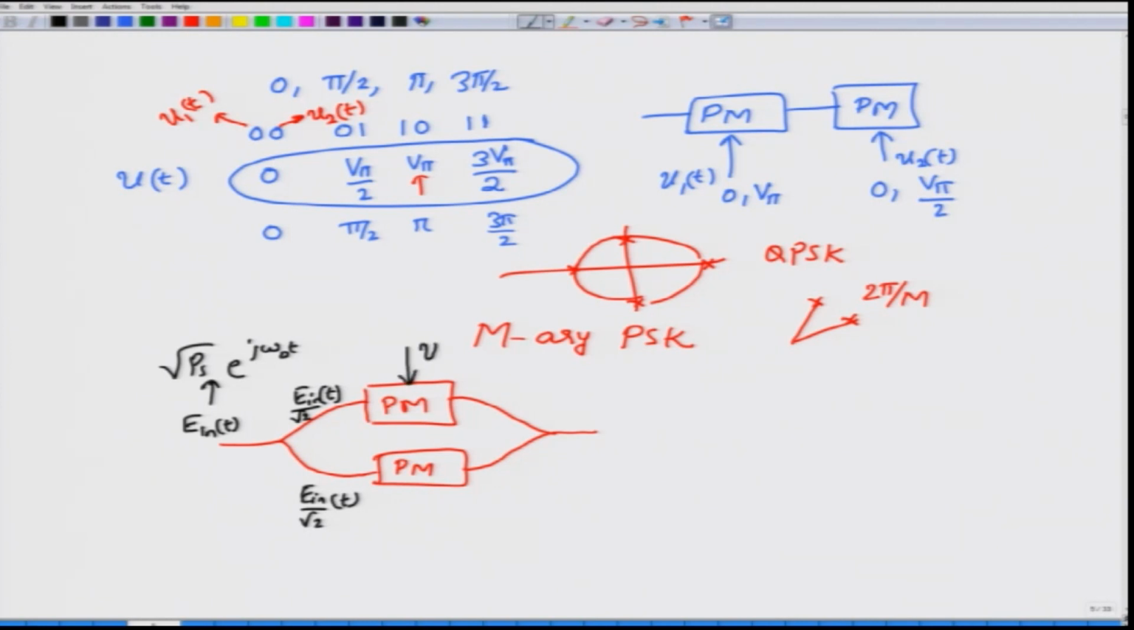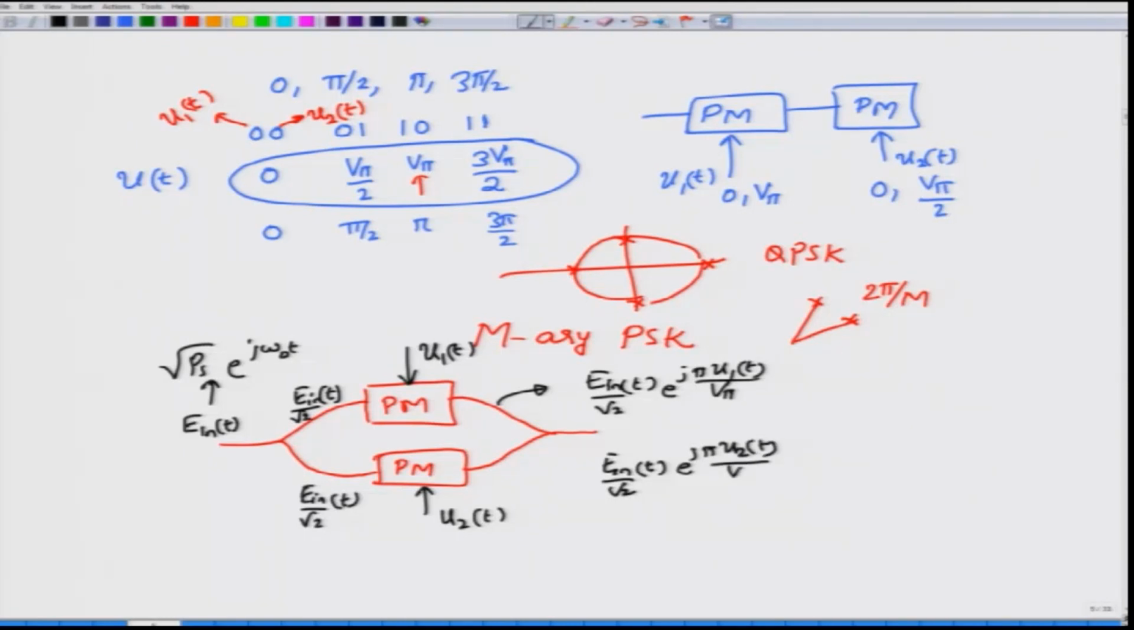Now, when I apply u1 of t to this one and u2 of t to the other as 2 different signals, okay, and then combine the 2 outputs, what will I get here? I will get E in of t by root 2 e to the power j pi u1 of t by V pi. Okay. And then you have E in of t by root 2 e to the power j pi u2 of t by V pi. Okay. And then when you combine them, the combination will be the addition over here. You can actually put in these matrices for the couplers and then show that this is the case.